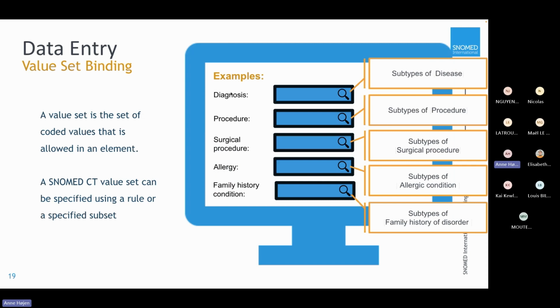And these rules, where you can specify, well, I want all these types of concepts, could look something like this. If you have a diagnosis, you want to find all the things in SNOMED that are kinds of diseases. If you have procedures, I want all the things that are kinds of procedures. Even if you are more specific, these are surgical procedures or these are allergies, you don't have to use these high-level hierarchies in SNOMED. You can use more specific ones, such as subtypes of surgical procedure or allergic condition and so forth.